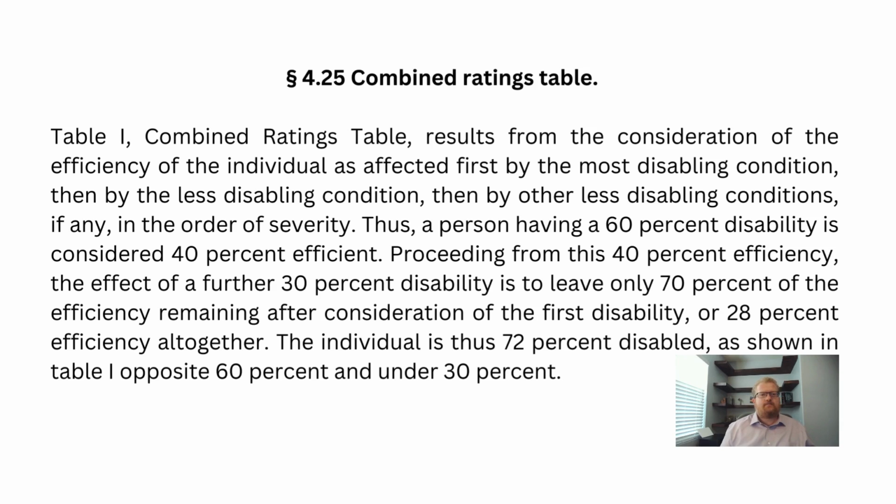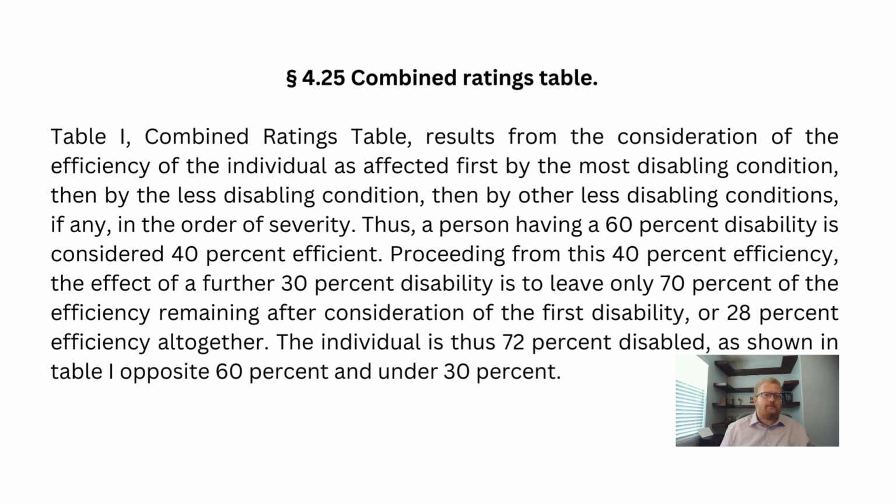The idea we have to take here is, we may have learned in elementary school 1 plus 1 is 2, and 2 plus 2 is 4, and 3 plus 3 is 6, and so on. Well, VA math doesn't quite work that way. The 4.25 explains that we're looking for the results from a consideration of the efficiency of the individual that's affected by the first most disabling condition. And then the idea that if this person has a 60% disability, then it's considered that there's 40% efficiency left. And if we add in another 30% disability, the overall efficiency is only 28%.